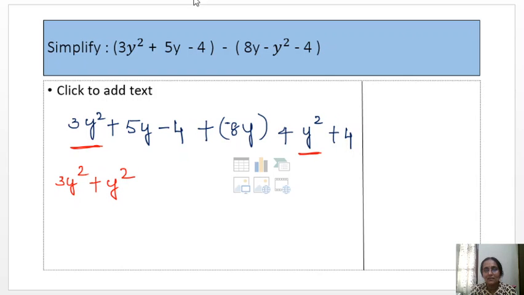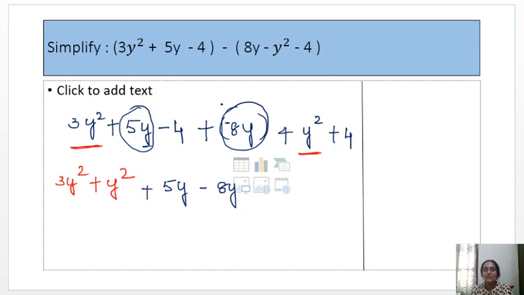Next, which is the next term? Yeah, there is a y term here. Just look at the terms which consist of the y variable. Now, plus 5y, and it is minus 8y here. Minus sign is there. So, write them together. Next is the constant term. It is minus 4 and plus 4.